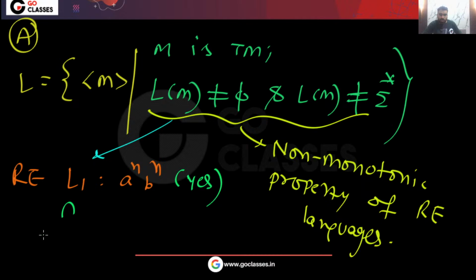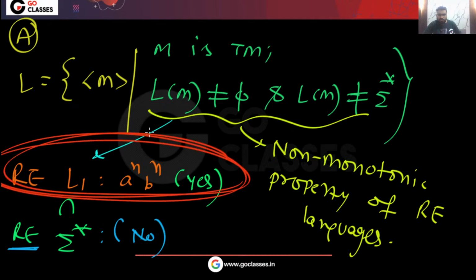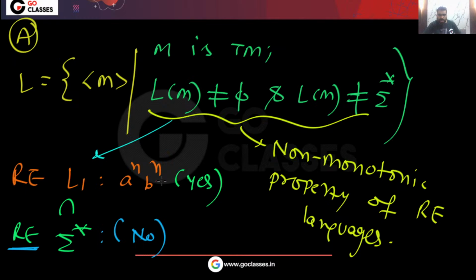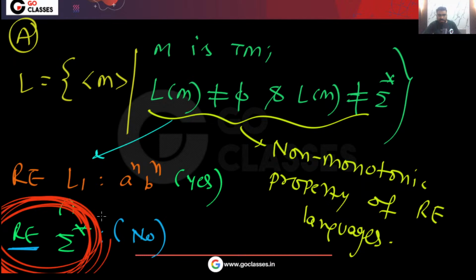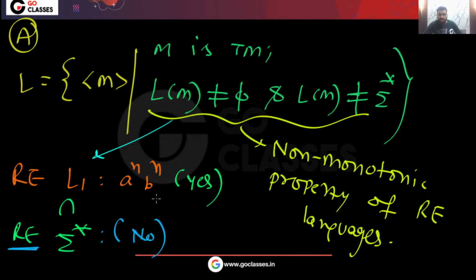Now I am giving you its superset RE, which is sigma star. Yes or no? This is a superset RE. But you can see this sigma star will not satisfy the property. So this property is non-monotonic, because this RE language satisfies the property, but its superset RE does not satisfy it. So this is a non-monotonic property.